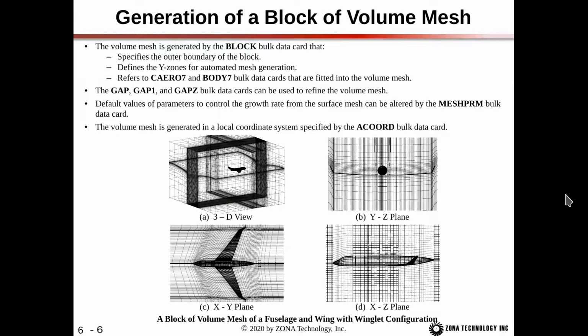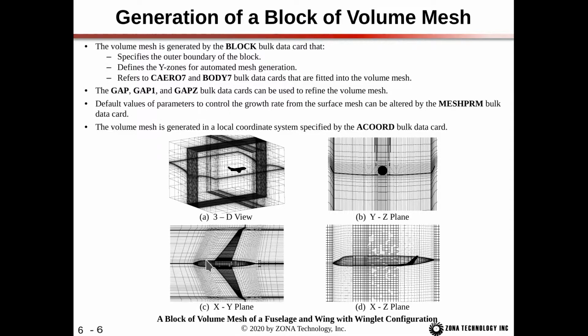So next, we'll look at how ZEUS generates the block of the volume mesh. The volume mesh is generated by the block bulk data card. This specifies the outer boundary of the block as shown in figure A here. So the user specifies what the outer boundary of this block is, and then it defines the Y zones for the automated mesh generation, and it refers to the C arrow 7 and body 7 bulk data cards that are fitted into the volume mesh.